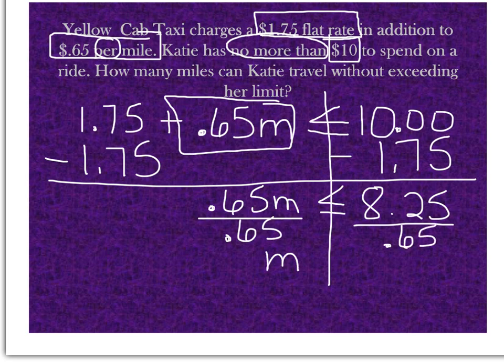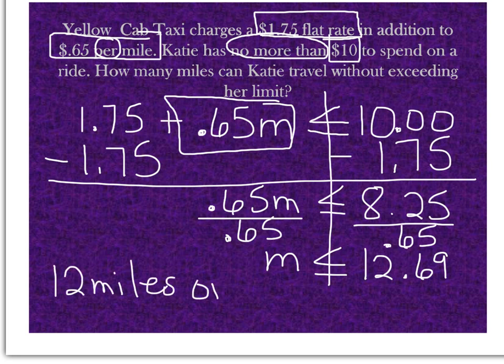So we get M is less than or equal to 12.69, and it goes on some more, 23077 if you put it in the calculator. So it asked how many miles can Katie travel without exceeding her limit. So we're talking whole miles. So therefore she would have to travel 12 miles or less in order to not go over her limit.